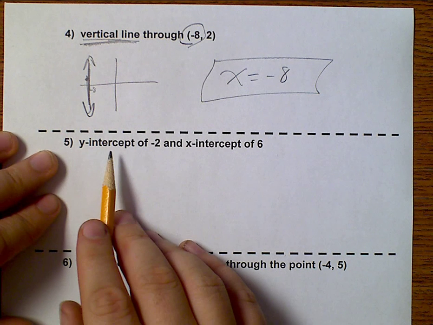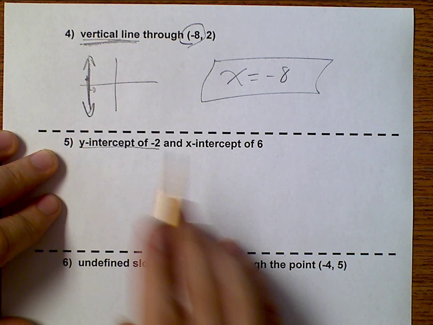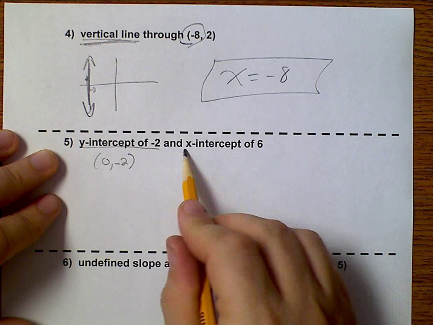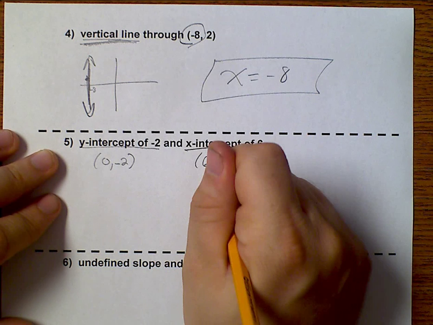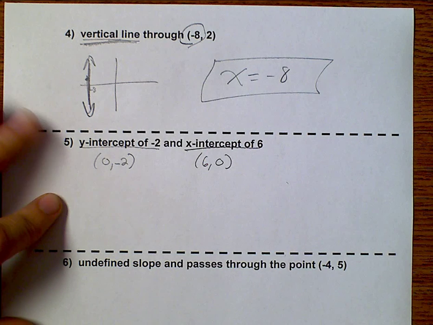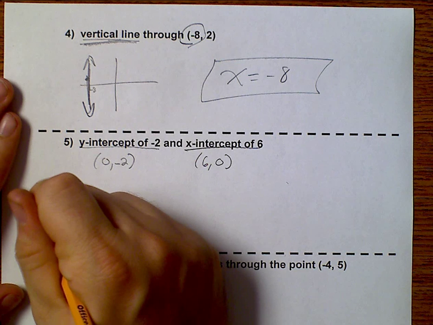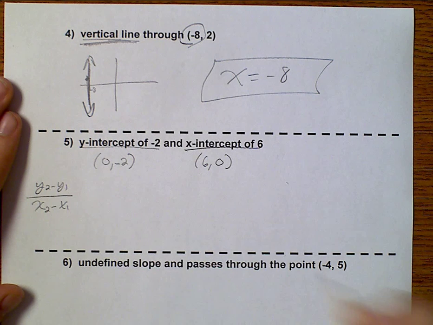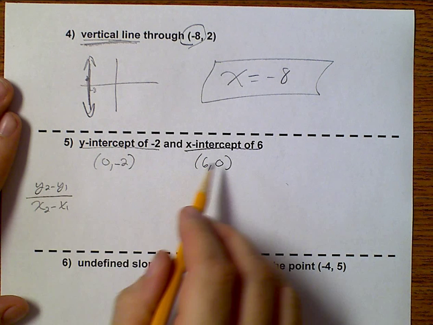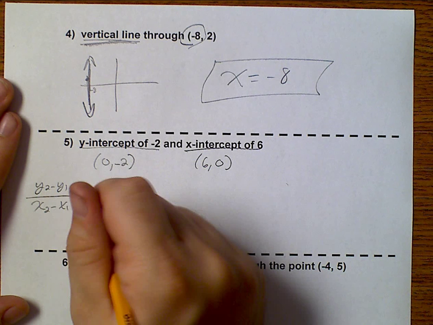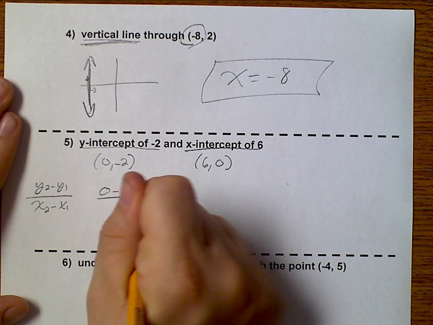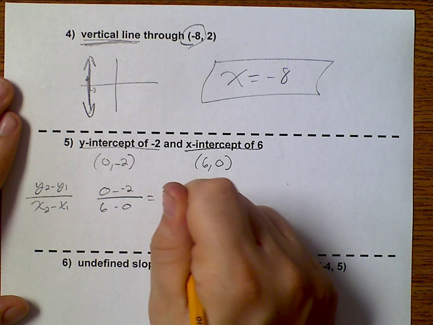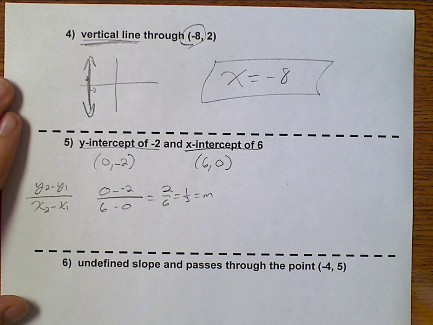On to number 5, my y-intercept, that would be 0, negative 2. My x-intercept, that would be 6, 0. Now I need to find my slope, y2 minus y1 over x2 minus x1. So that would be 0 minus negative 2 over 6 minus 0 gives me 2 over 6, which is 1/3 as my m value.